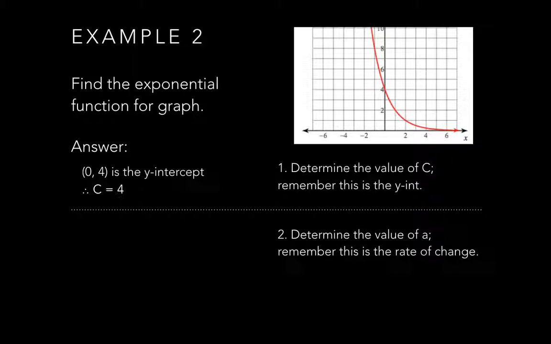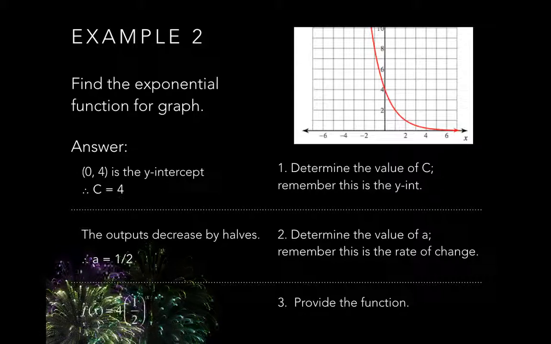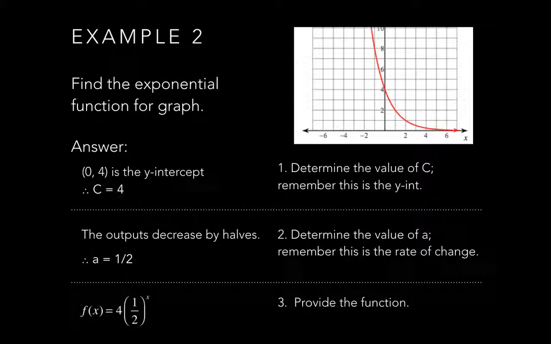If you look at your y-intercept, the next visible point at 2, it went from 4 to 2 as your x increases, and then it goes from 2 to 1 as you increase again your x value. So it goes from 4 to 2, 2 to 1. This is decreasing by halves, so our a value is 1/2. This allows us to provide the function in that model, which is f of x equals 4 for the c value and 1/2 for the base, raised to the x.